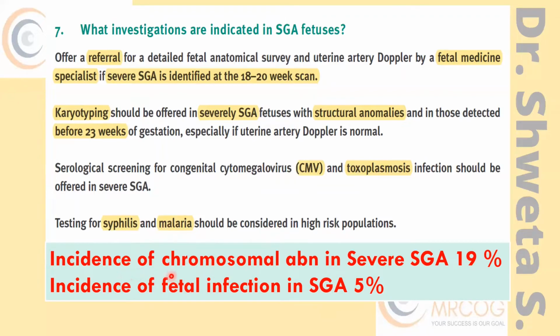The exam question is the incidence of chromosomal abnormality in severe SGA, which is 19%. The incidence of fetal infection in SGA is 5%. So you have to have an idea how much chromosomal abnormality you can find and how much infection you can find in SGA. So this is also very important because if they give you second trimester SGA, then you have to think about these three things: structural anomaly, karyotyping for chromosomal abnormality, and infection, CMV and toxo.